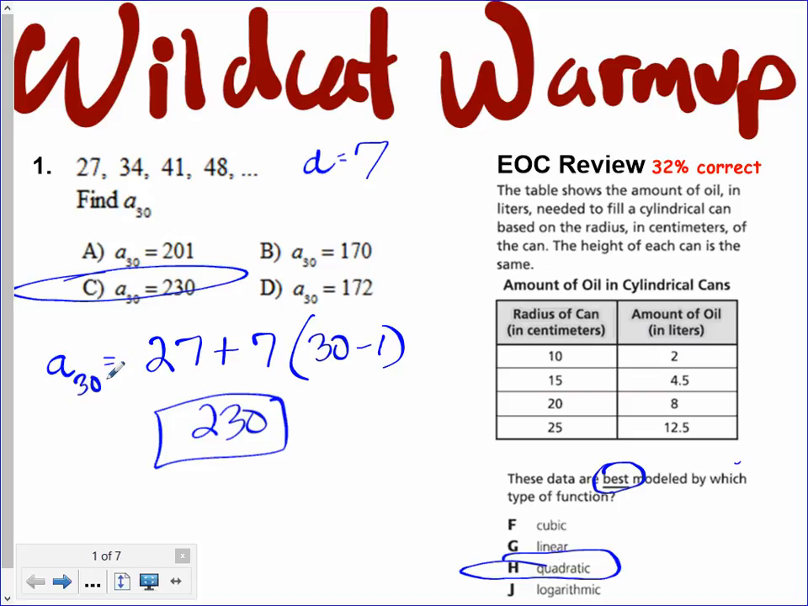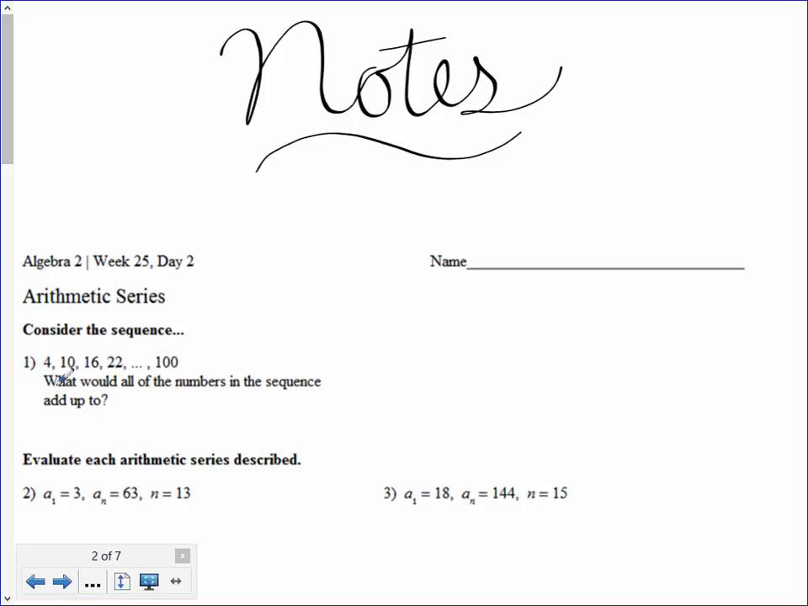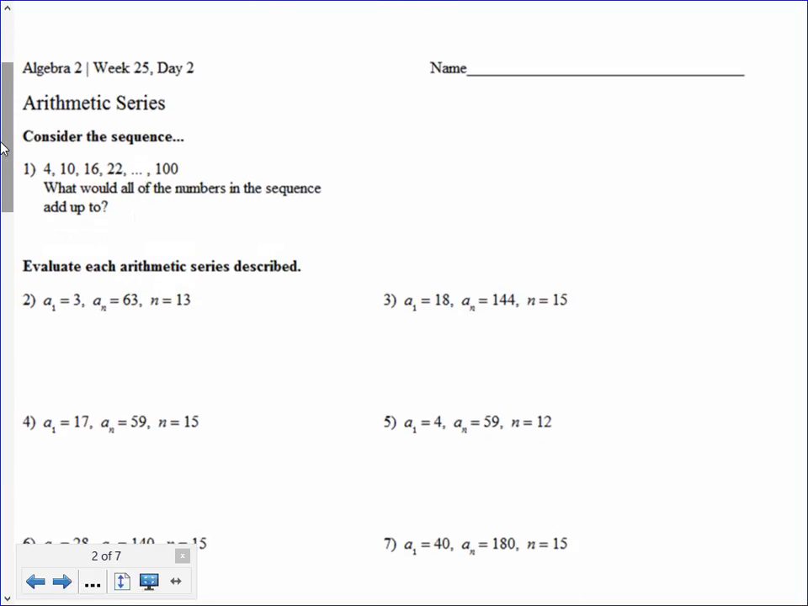Today what we're going to do is take this idea and start to unpack it some more. I'm going to introduce you to another equation also. So take your warm-up, set it aside, and look at today's notes in 10, 9, 8, 7, 6, 5, 4. Let's get right into it here.